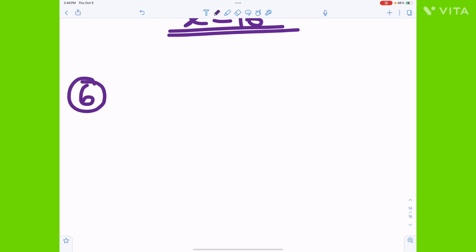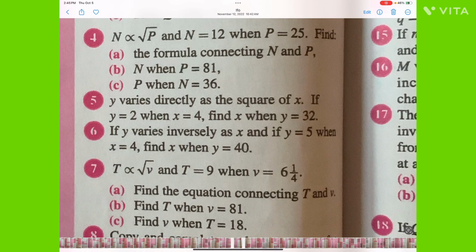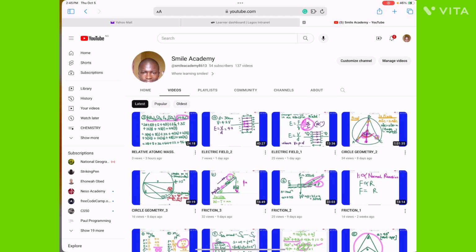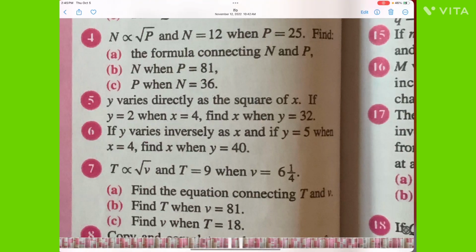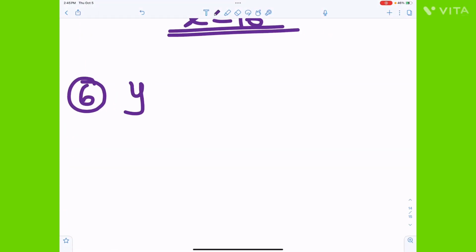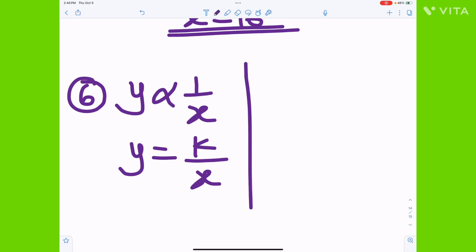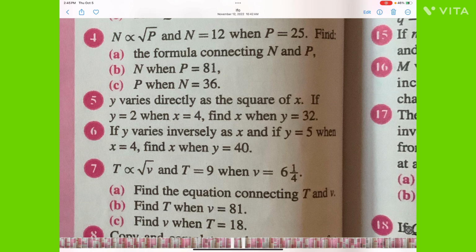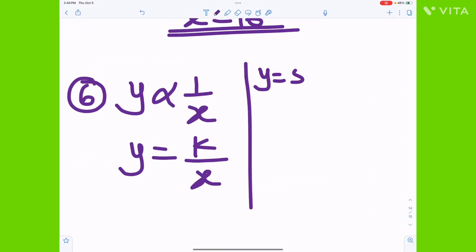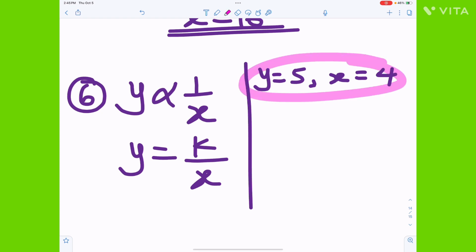Now, question 6. If y varies inversely as x, we go straight and find the equation. Change it to an equation straight: y will be equal to k over x. We are also told that y is equal to 5 when x is 4. This set of given values will help us get our relationship.